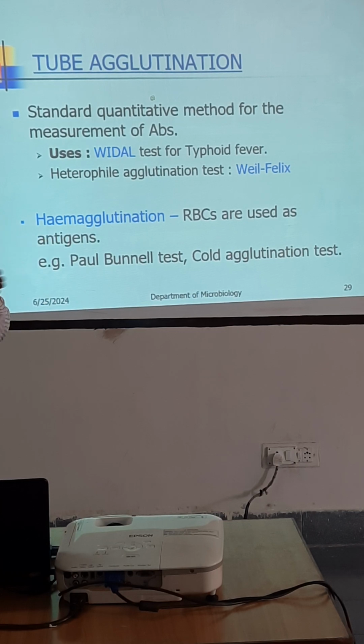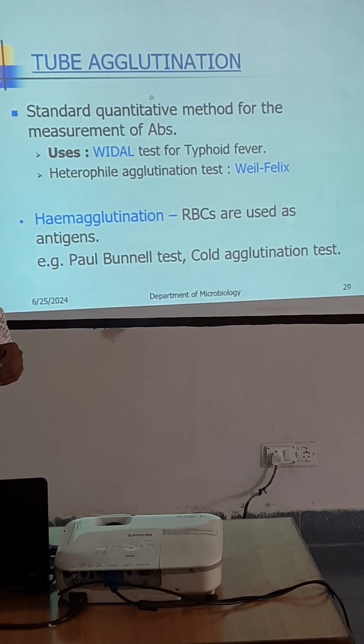Here we can serially dilute the serum: 1 in 20, 1 in 40, 1 in 80, 1 in 120, 1 in 160, like that, and then we can identify the baseline titer as well as the significant titer, as I have explained earlier. Okay, then hemagglutination: RBCs are used as antigen here. An example is the Paul-Bunnell test or the cold agglutination test.